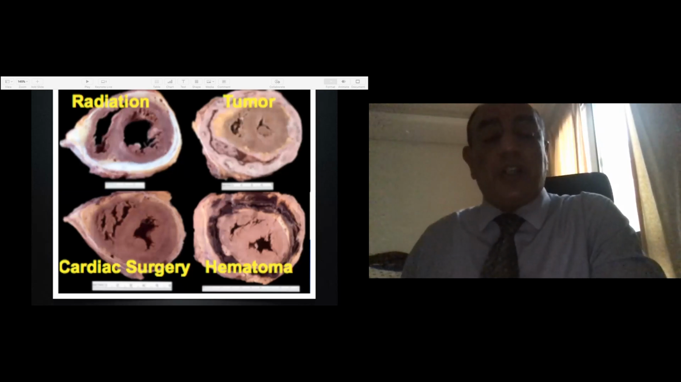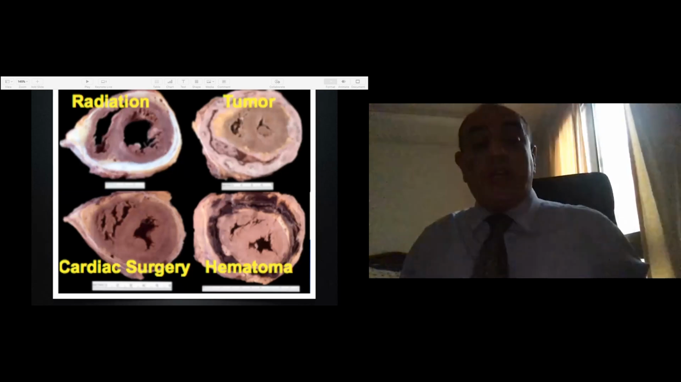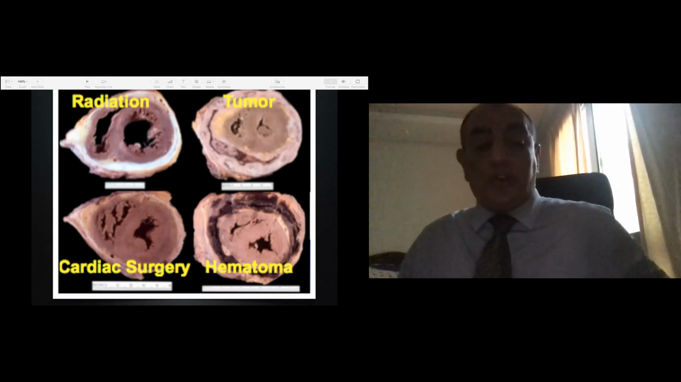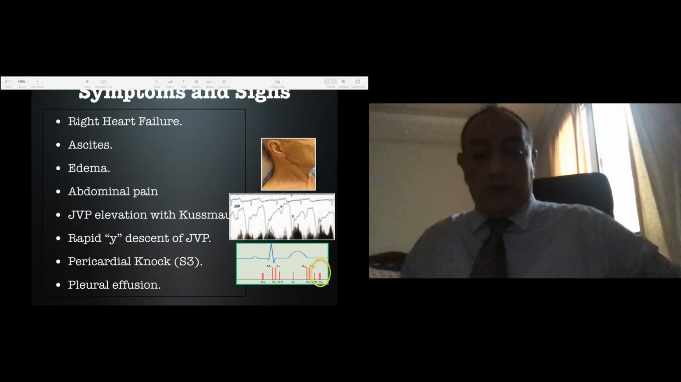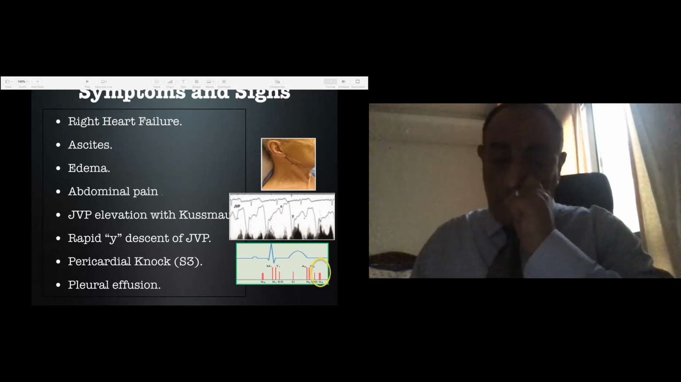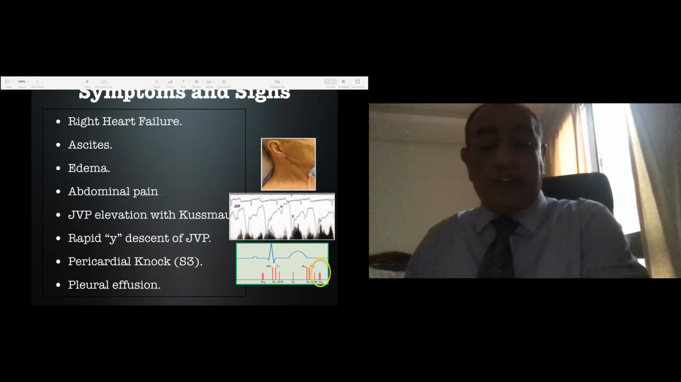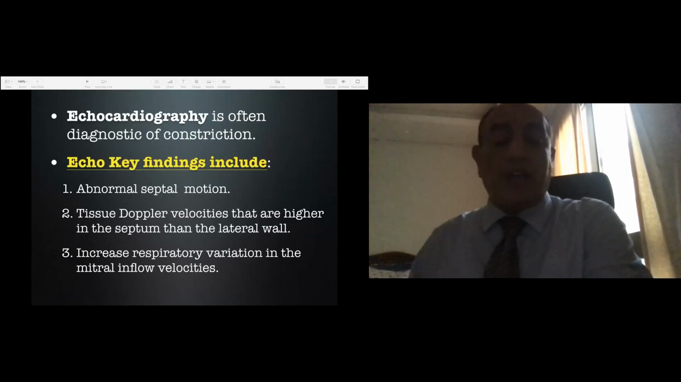The etiology of constrictive pericarditis could be post-radiation, tumor, cardiac surgery, or post-operative hematoma. Symptoms: right-sided heart failure, ascites, edema, abdominal pain, jugular venous elevation with Kussmaul sign, rapid wide descent of the Y descent, and pericardial knock, which is characteristic for constrictive pericarditis. You can also see an associated pleural effusion.